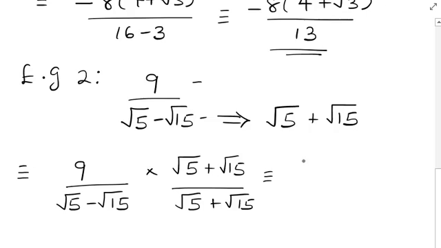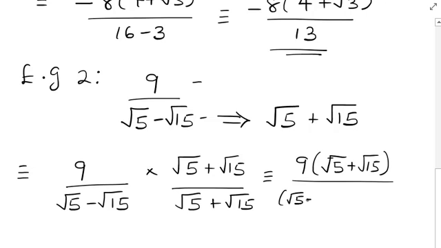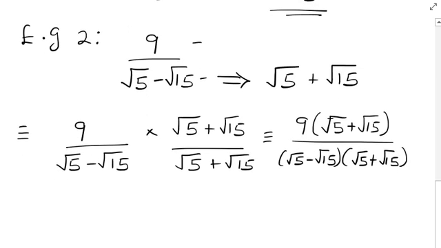So, we can write this as 9 times bracket root 5 plus root 15, all over, bracket root 5 minus root 15 bracket close, multiplied by bracket root 5 plus root 15 bracket close. So we can now simplify this further.